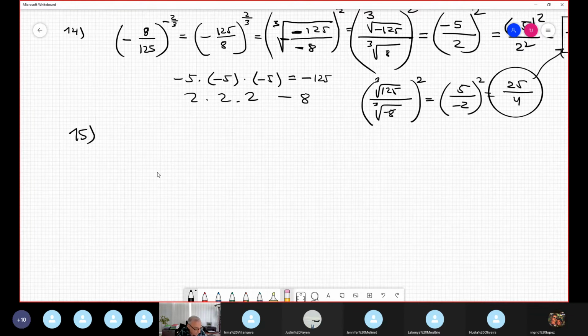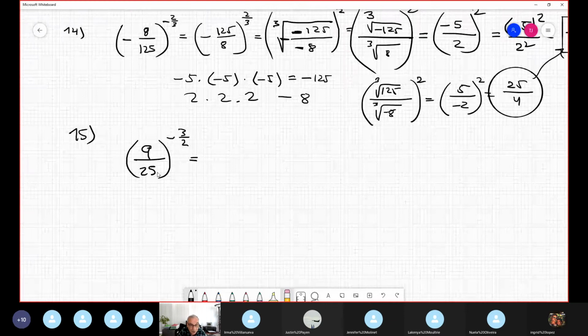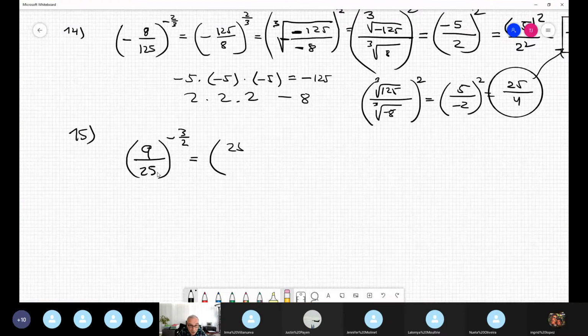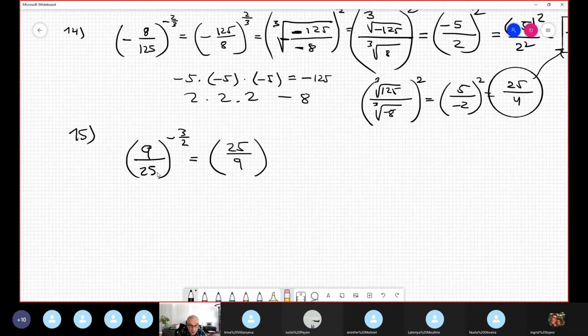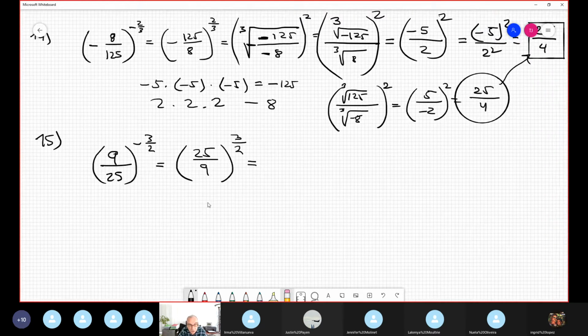Okay, 9 over 25 raised to the 3 halves. Again, we have a negative exponent, flip it. 25 over 9 raised to the 3 halves, positive. When you change the sign, you flip the fraction. Okay, now express it in radical notation.